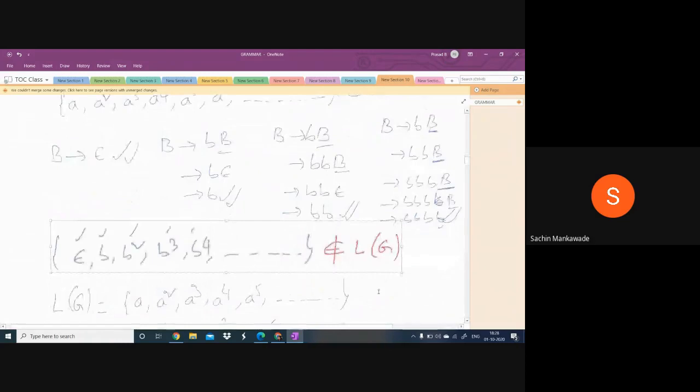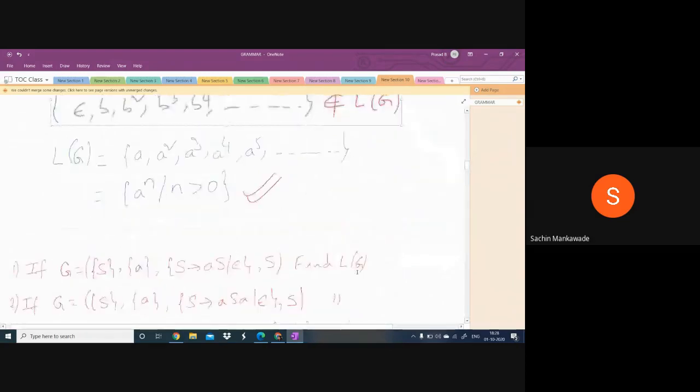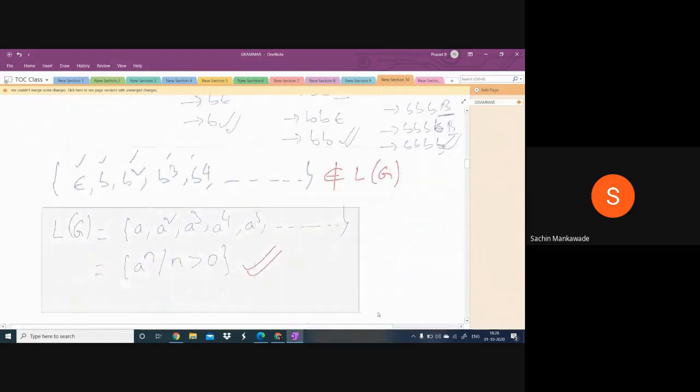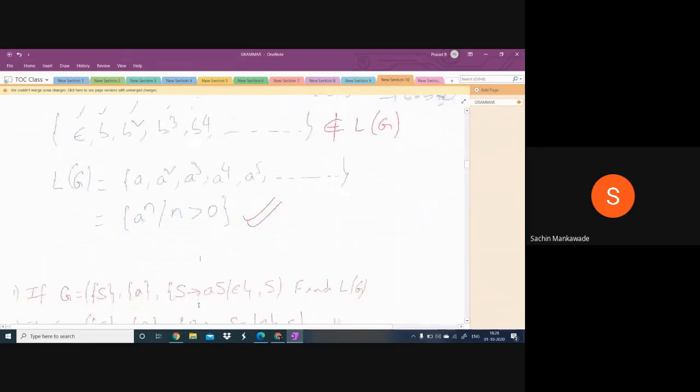Okay, next. Copy this one. Finally, this is L of G. A square, A cube. So every time I ask for L of G in a question, you have to represent it in a simple, general form like this. Here I will give you some questions, some grammars, and you find the language.